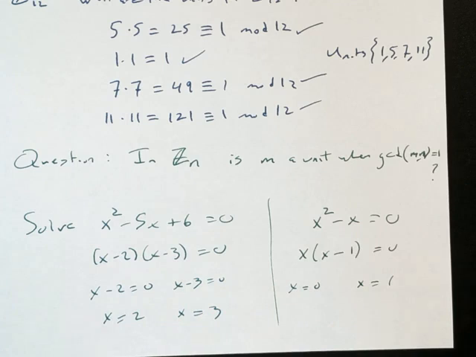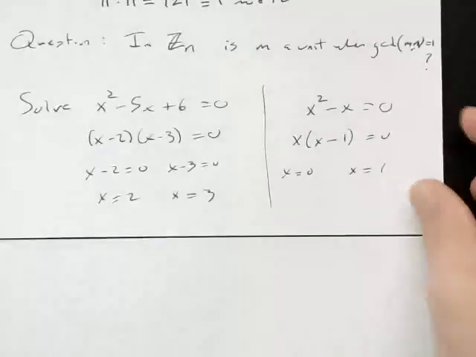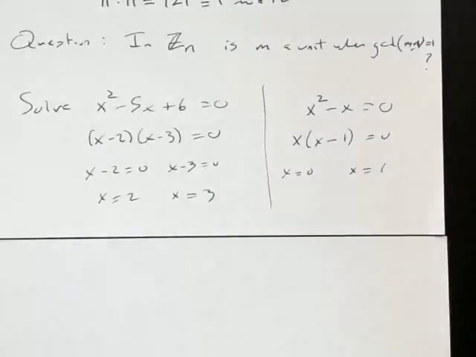There's only one problem. Because I stole this from the book, I don't want you to solve these questions in the integers. I want to solve these questions in Z6. I'll make it easy. Rather than do both of these polynomials, let's just try and solve x squared minus x in Z6.